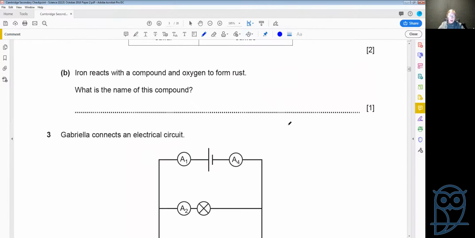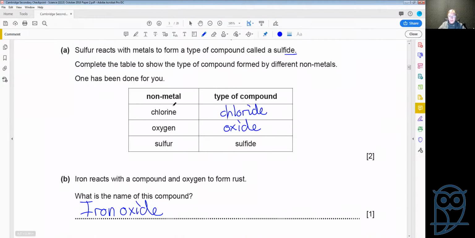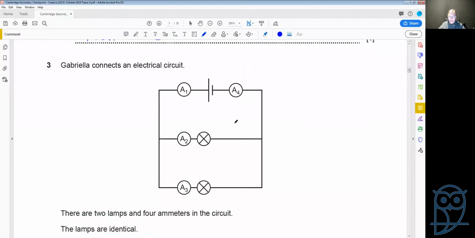So iron reacts with a compound and oxygen to form rust. What is the name of this compound? So this is literally just iron oxide. I can't remember, I think it's FeO2, the name, but it's literally iron oxide. Like that. So these are fairly easy questions, not too difficult.